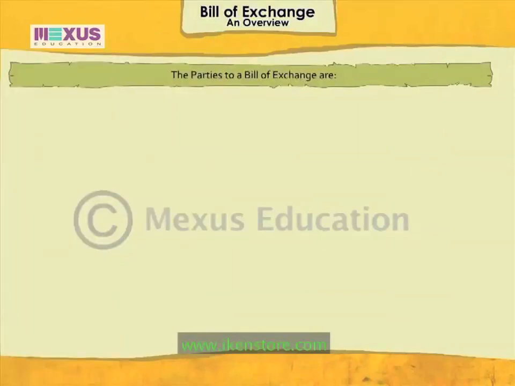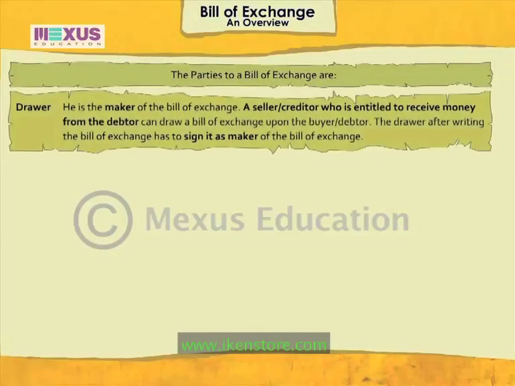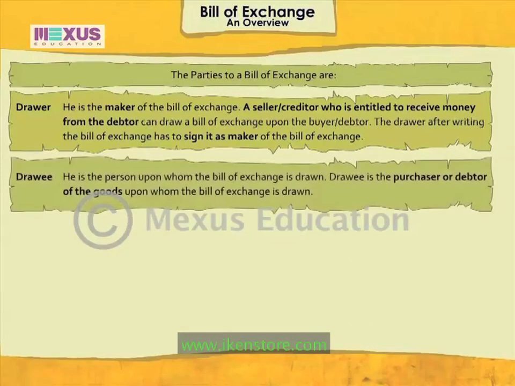The parties to a bill of exchange are: Drawer. He is the maker of the bill of exchange. A seller or creditor who is entitled to receive money from the debtor can draw a bill of exchange upon the buyer or debtor. The drawer, after writing the bill of exchange, has to sign it as maker of the bill of exchange. Drawee. He is the person upon whom the bill of exchange is drawn. Drawee is the purchaser or debtor of the goods upon whom the bill of exchange is drawn.